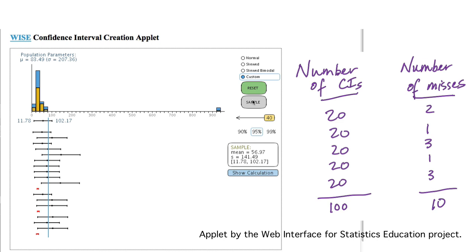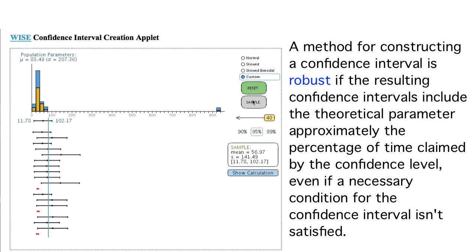This is another illustration of just how powerful the central limit theorem is. Because of it, the T confidence intervals for the mean are extremely robust. In this situation, robust means that they work well, giving confidence intervals with very close to the coverage claimed, even when some of the necessary conditions aren't satisfied.